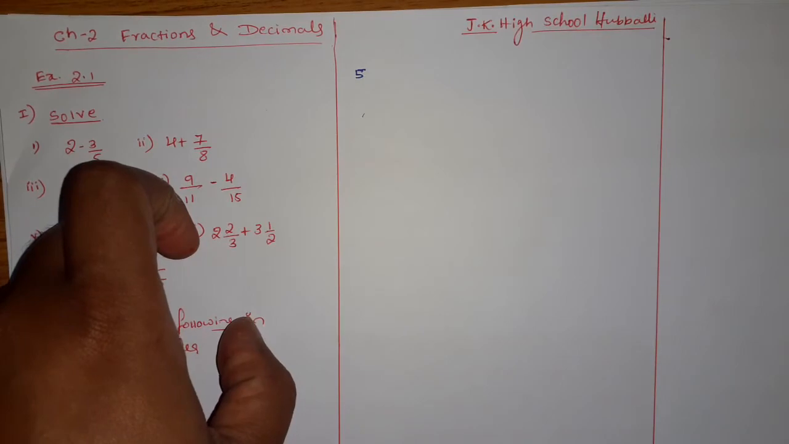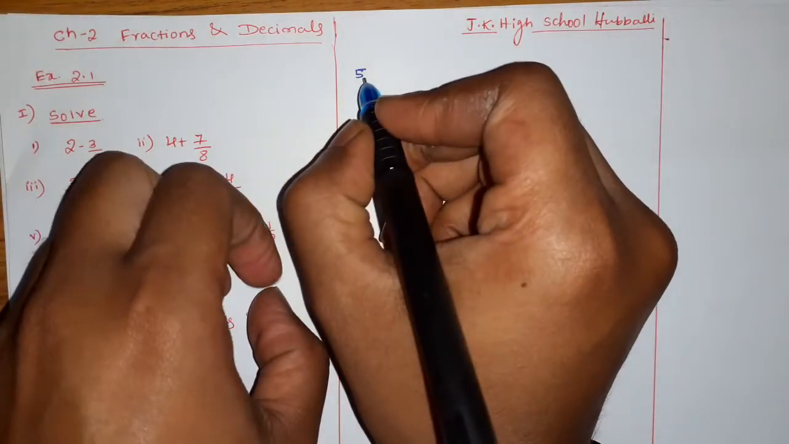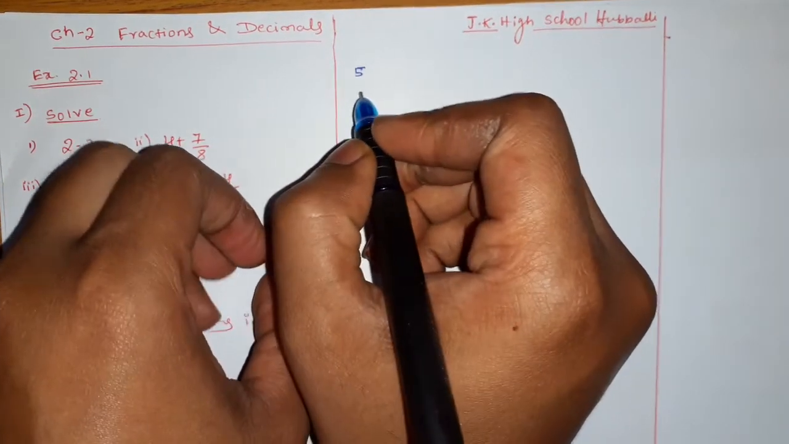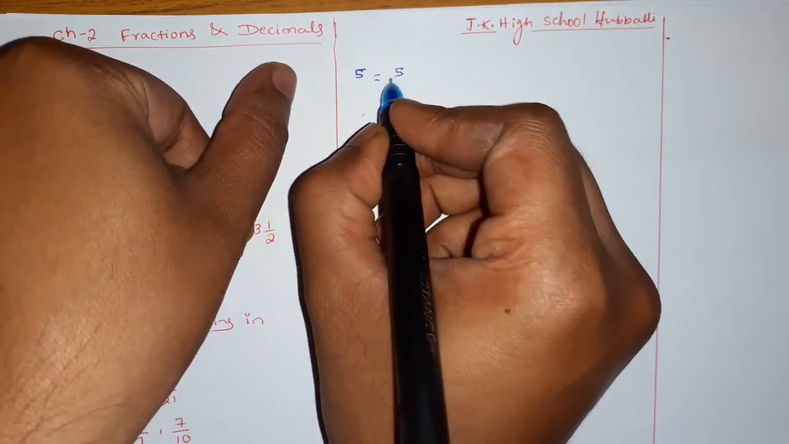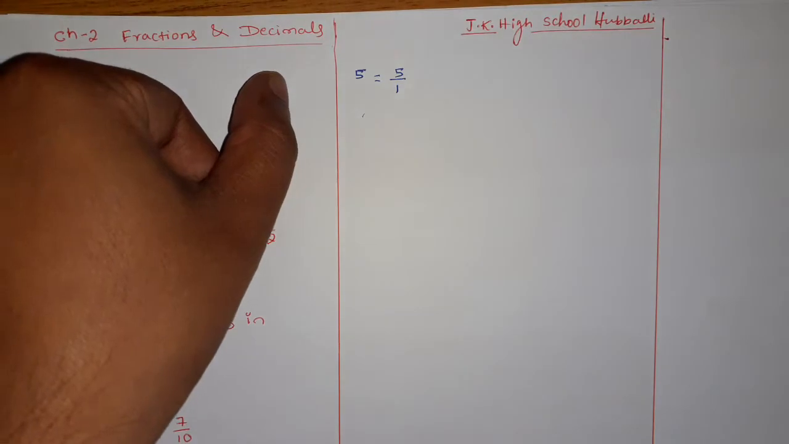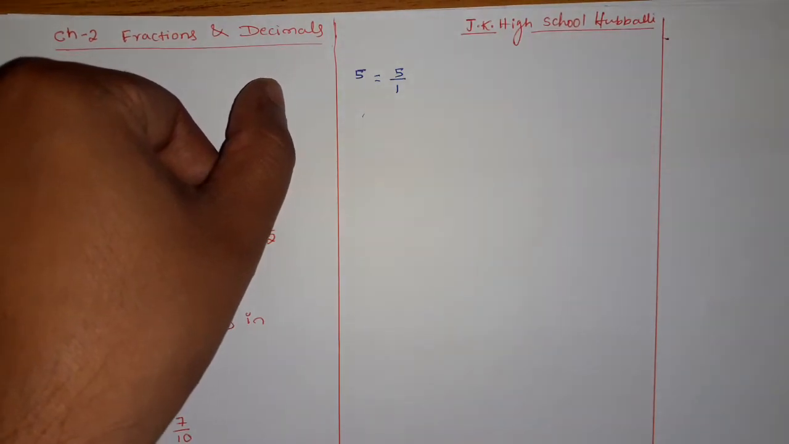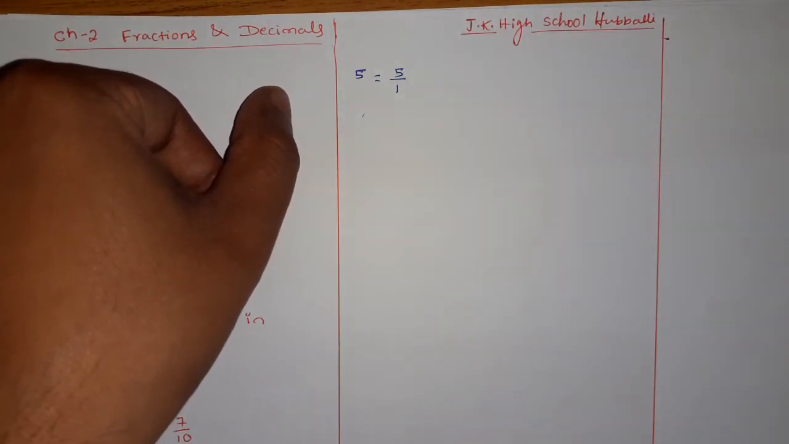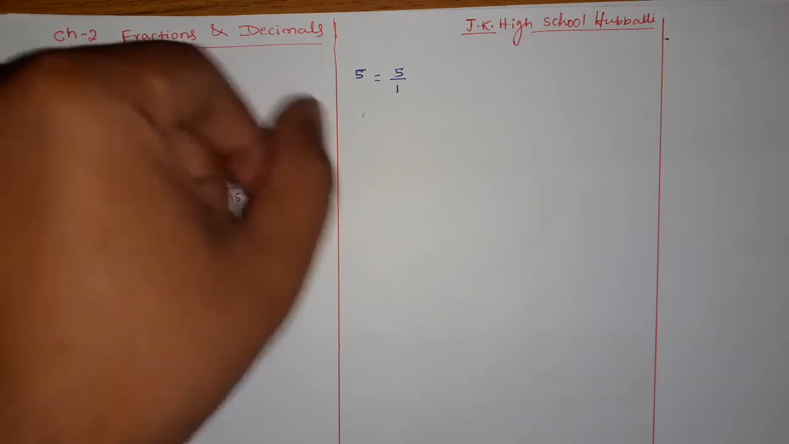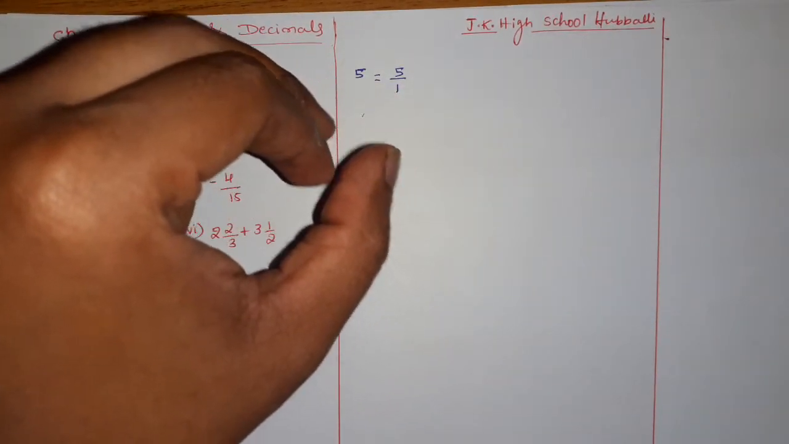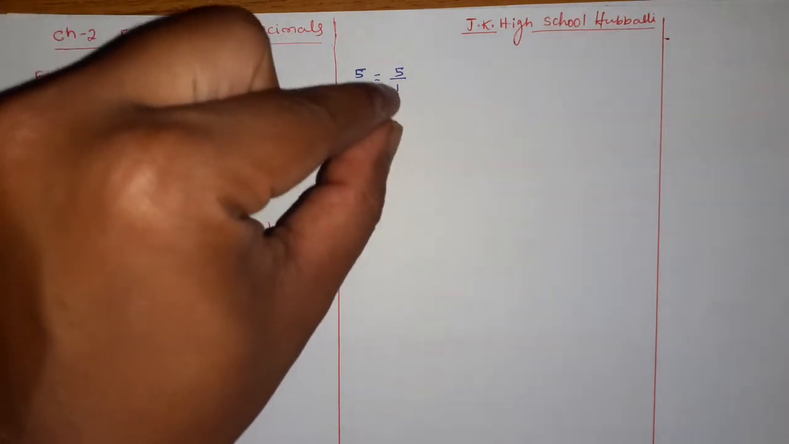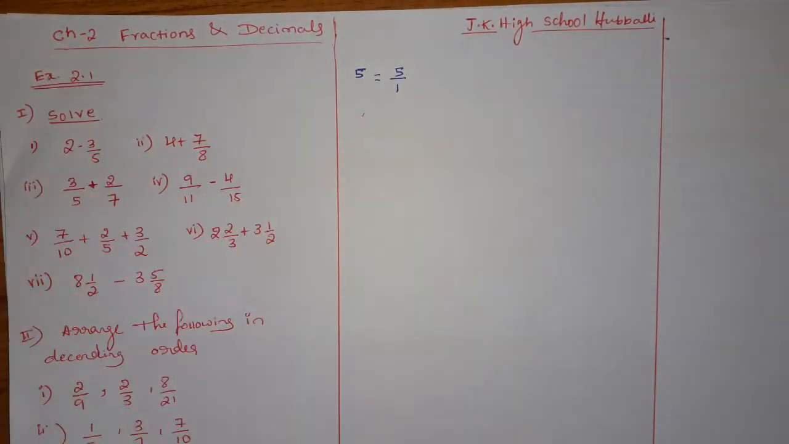5 is also a fraction, because each and every number naturally possesses denominator 1 only. 5 is nothing but 5 by 1. Any number which has a denominator as well as a numerator is known as a fraction. So each and every number has a denominator 1. If there is no denominator written, it means it has a denominator 1. So natural numbers, whole numbers, integers, all come under fractions only.